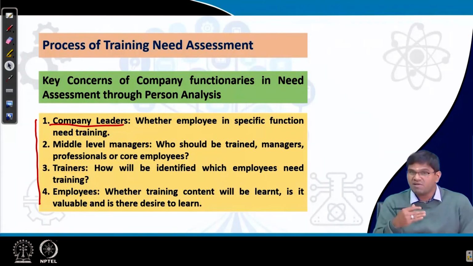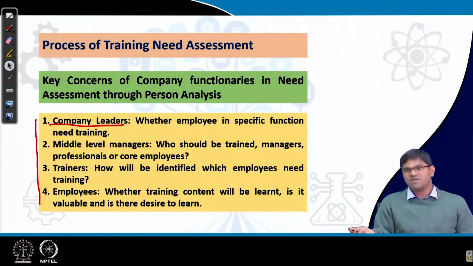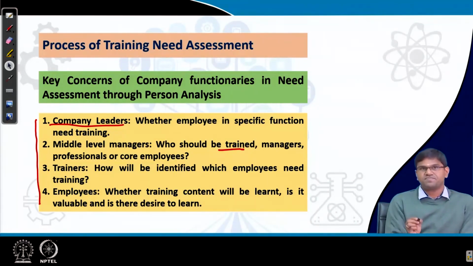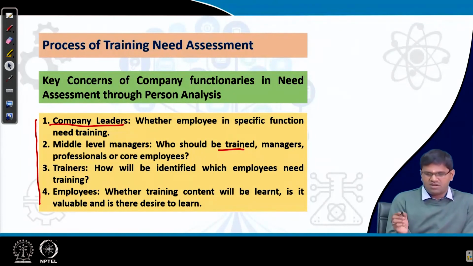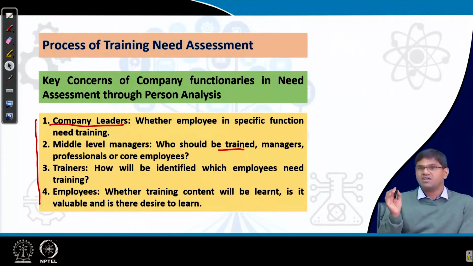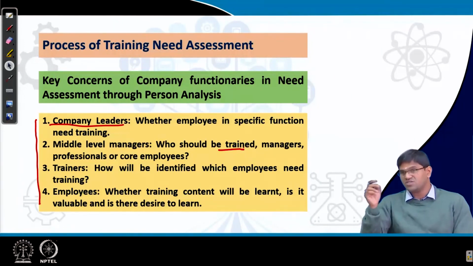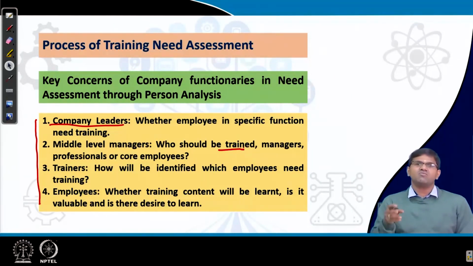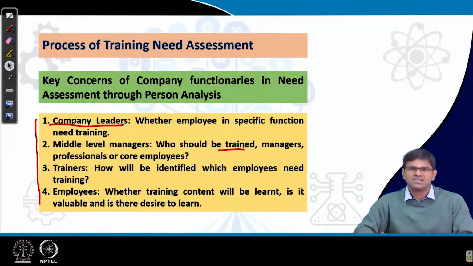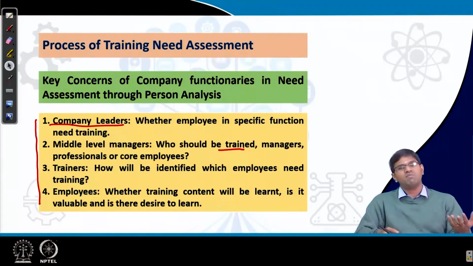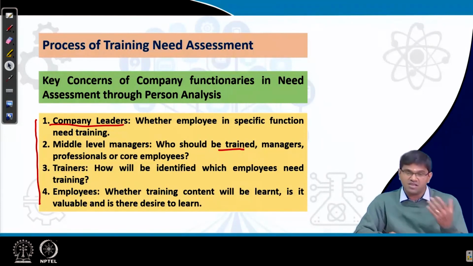Then the middle level managers, who are essentially supervisors for your job role, should see who should be trained. The managers, the professionals or the core employees, who should be trained? Do we need to train the managers or my supervisors, or should I train the professionals or my employees themselves? If a supervisor can be trained and can translate that training to their subordinates, yes, then you have to focus on training the supervisors. Or if you feel that training only the core employees is sufficient, then yes, you can focus on training the core employees.